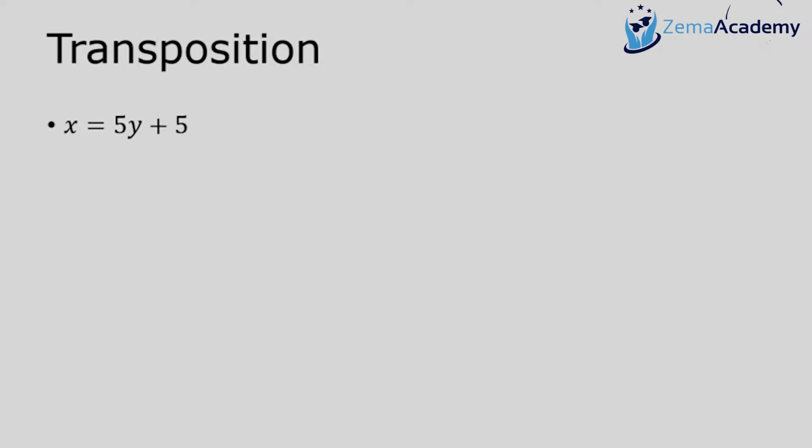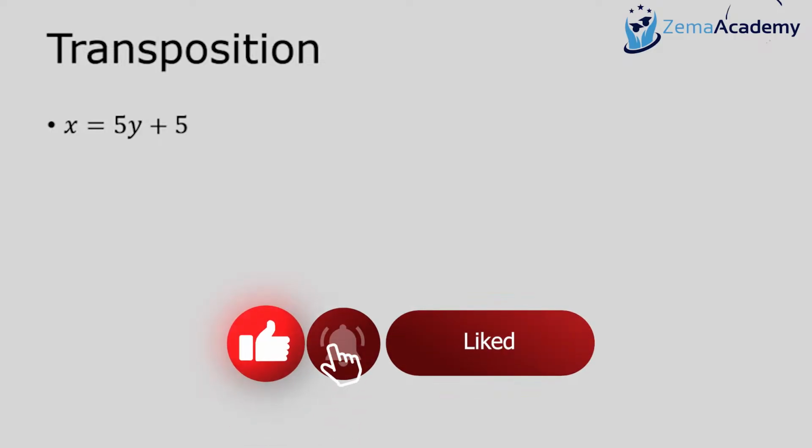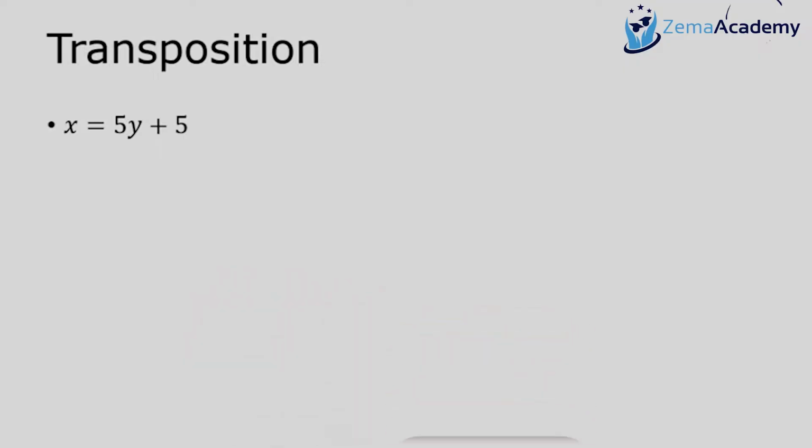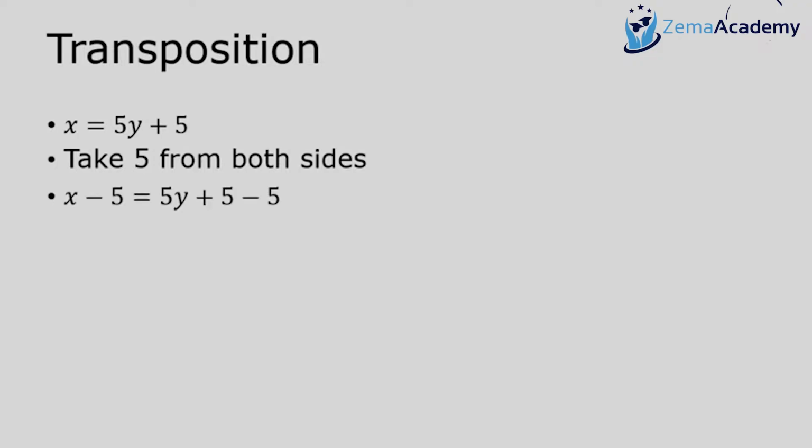If I want to get y by itself, I want to do what's called solving for y. I want to solve for y and get y by itself. Firstly, I'm going to take 5 from both sides. So x minus 5 on the left, 5y plus 5 minus 5 on the right. We can then get rid of those 5s on the right-hand side here. Plus 5 minus 5, and that gives us x minus 5 equals 5y.